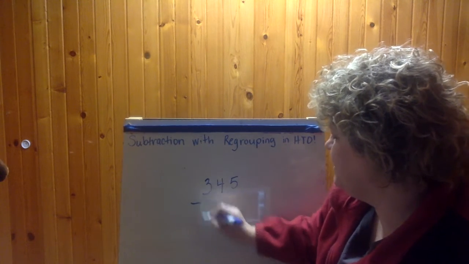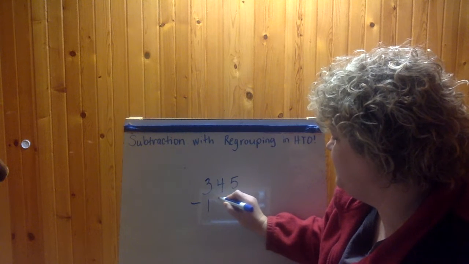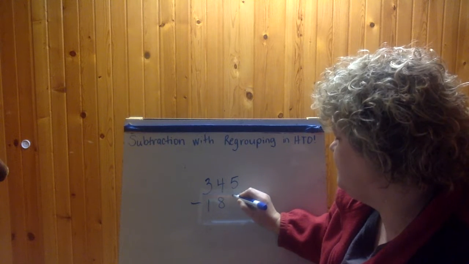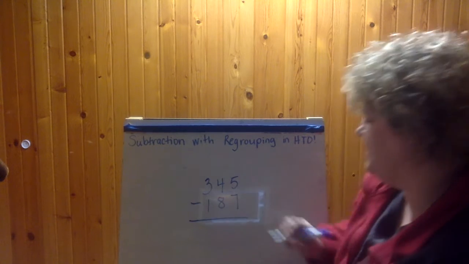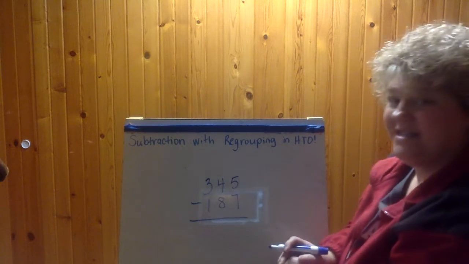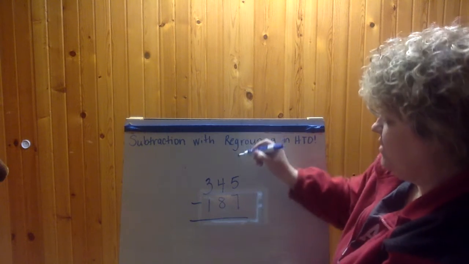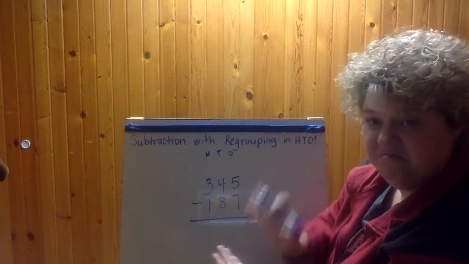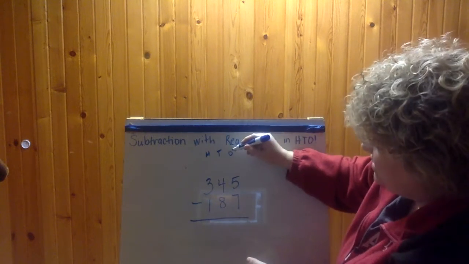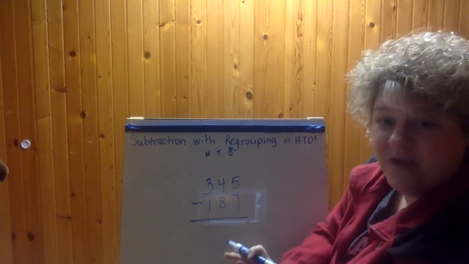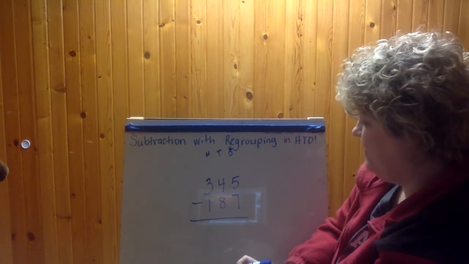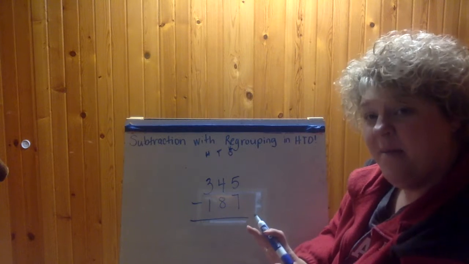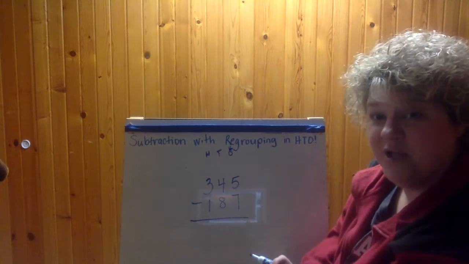All right, so let's do 345, and we're going to subtract 187. We'll do 187 this time. All right, so what I want you to do is, if you need to, you're going to write hundreds, tens, and ones. If you don't, you're good. You don't have to do it. I do need you to remember that you always start in the ones place. But beyond that, I want you to pause the video right now. I want you to do this math problem and then come back and compare it to mine. So pause your video now.